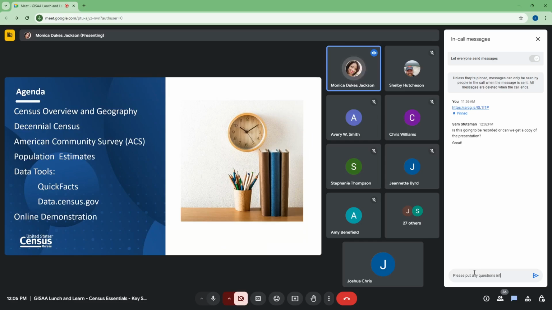Today, I will be discussing a few things, so I'll give a brief overview. I'll talk about the different geography levels that we have available to search our geography. I'll talk about some of our main programs. What I'm going to focus more on today are the programs where you can grab population data. What are the differences in these three programs, when to use decennial census data versus our American Community Survey data or our population estimates. And then I'll take a look at data tools to access this information.